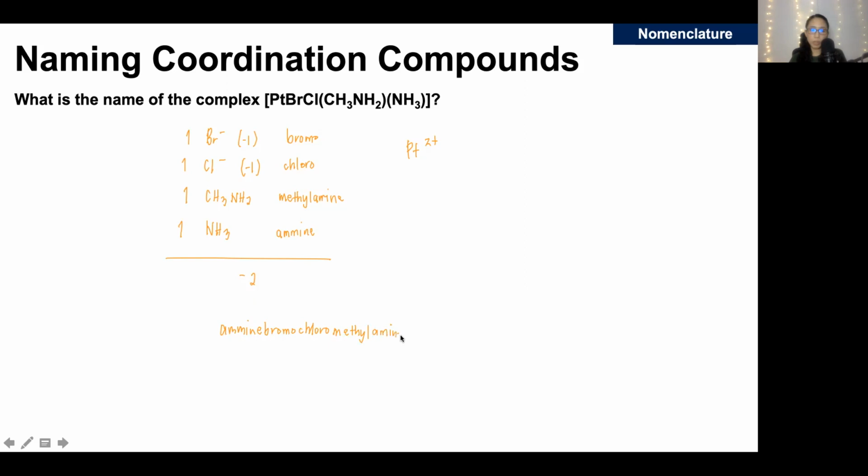Again, without spaces: amine bromochloromethylamine platinum 2. So the complex is neutral, so we retain the name of the metal. Is that correct? Yes. Amine bromochloromethylamine platinum 2. Okay.